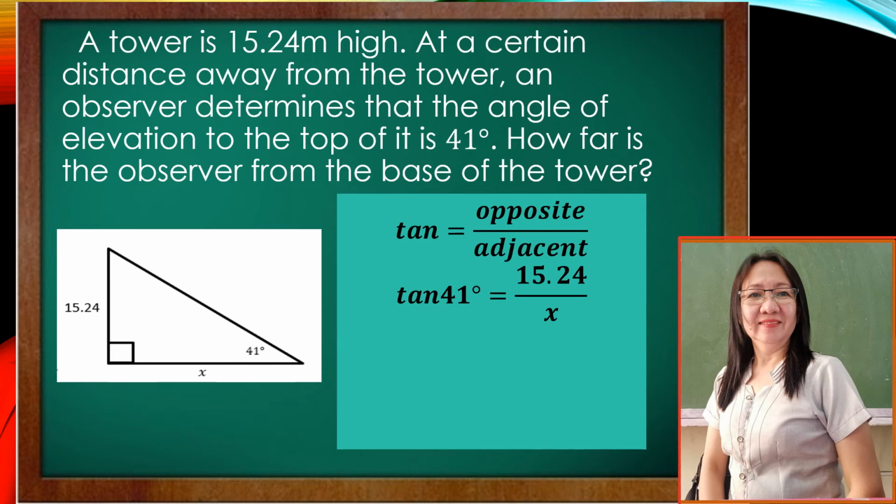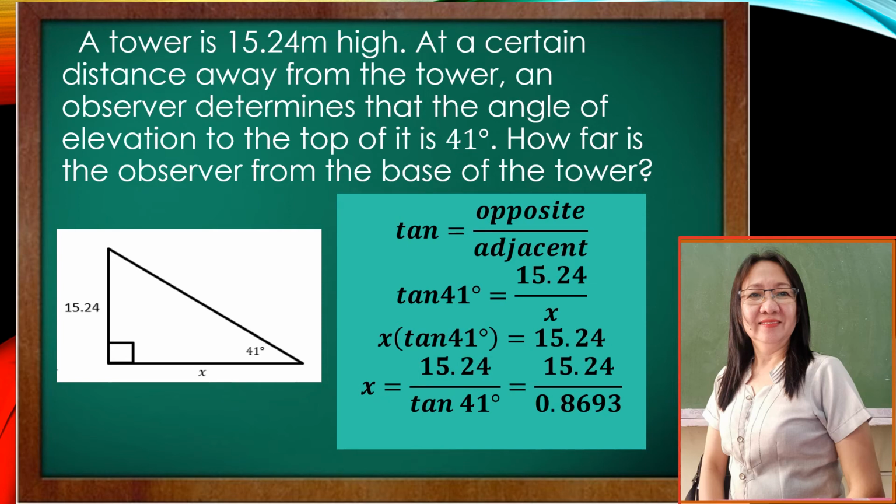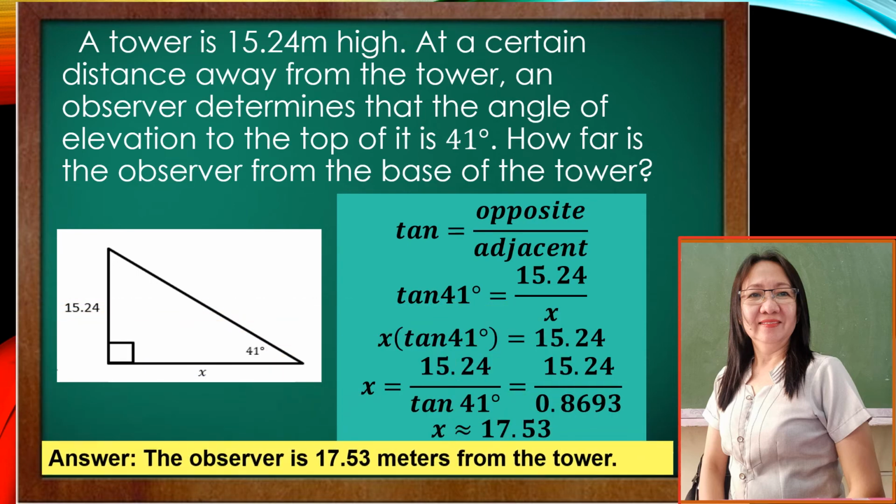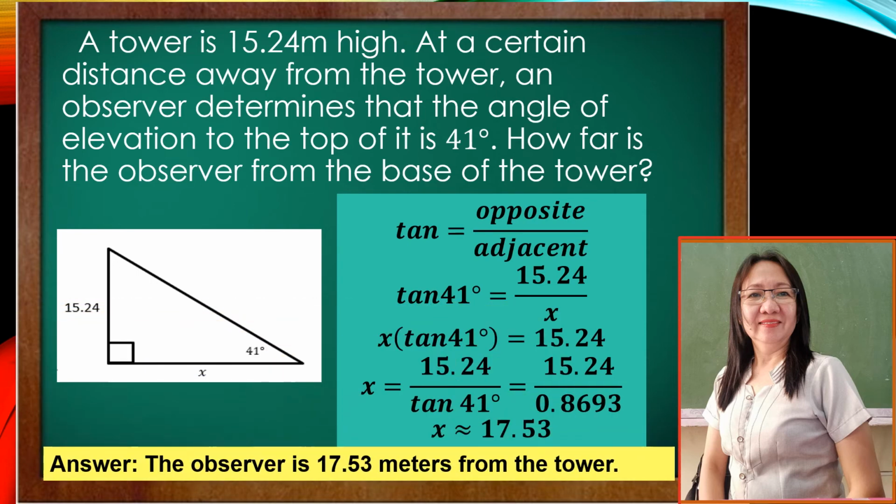is represented as x. Then by cross multiplication, we will arrive at x times tangent 41 degrees is equal to 15.24. Then, to solve for x, we have to divide both sides by tangent 41 degrees, and then its value is 0.8693. So dividing 15.24 by the value of tangent 41 degrees will give us x is approximately 17.53. Therefore, the observer is 17.53 meters from the foot of the tower.